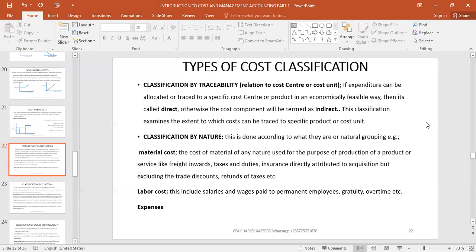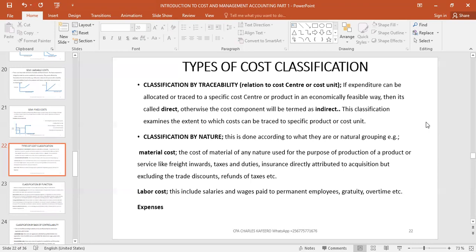Even with the taxes, if someone is shipping raw materials from abroad, there are some taxes you pay, and some of those taxes may be like VAT. You may find that some taxes you are paying are claimable. You can go and claim them, and they refund you the money you've paid. So those ones, we exclude them when valuing the material cost.